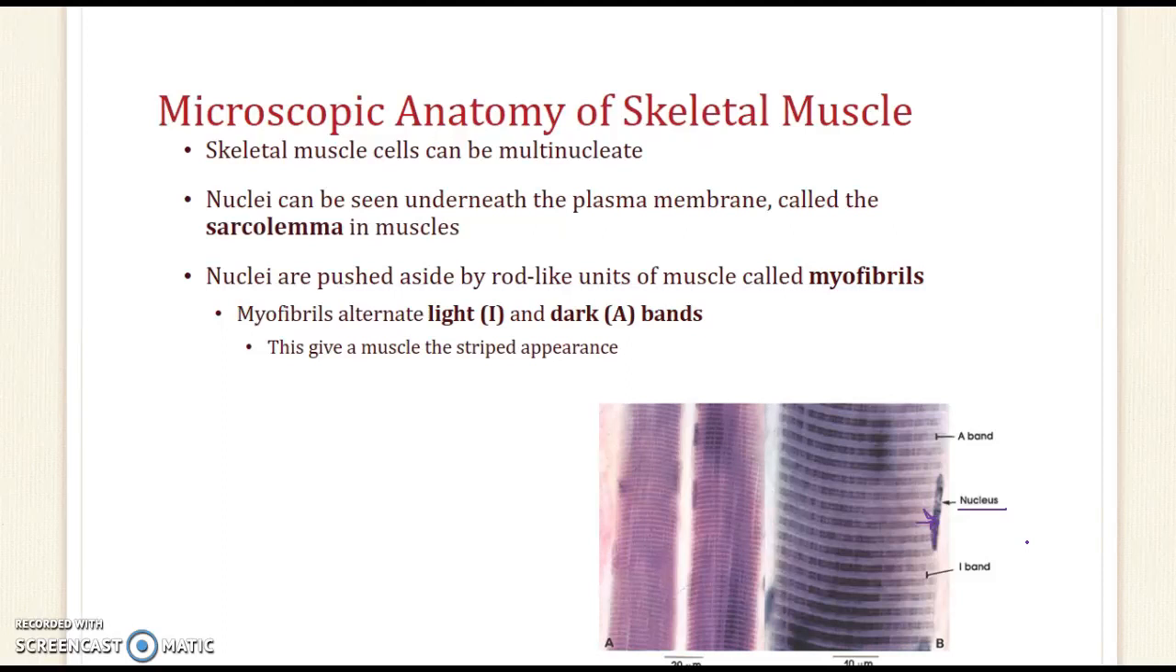They're really pushed up against the edge of it because there's a lot of stuff going on inside these cells. There's a lot of proteins that are causing contraction. And nuclei are pushed aside by what we call myofibrils. And myofibrils are going to have light or dark bands, or I or A bands. So if you look at this picture, an A band is going to be dark and an I band is going to be light. So it gives muscles that very striated or striped appearance.